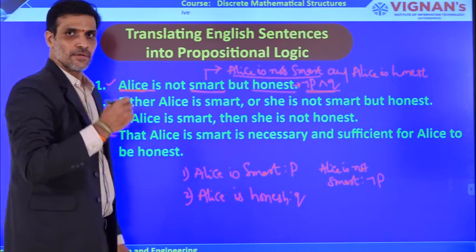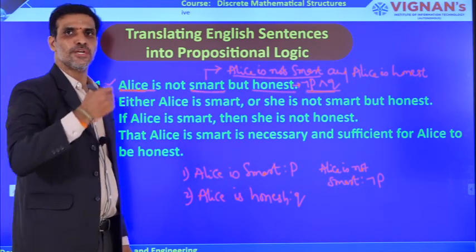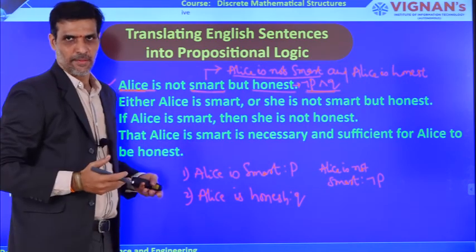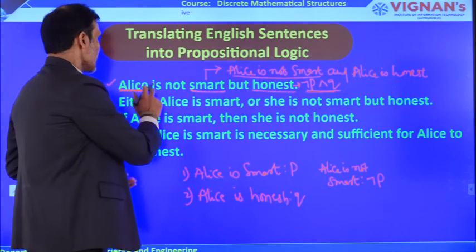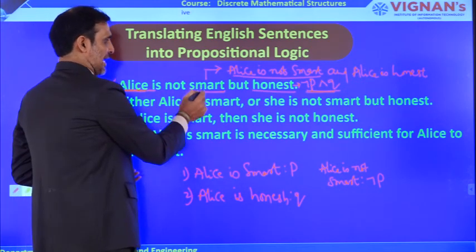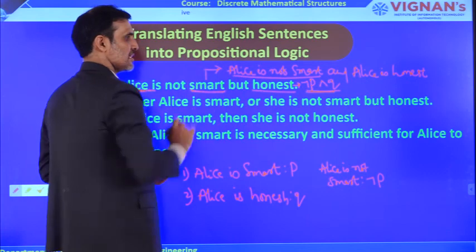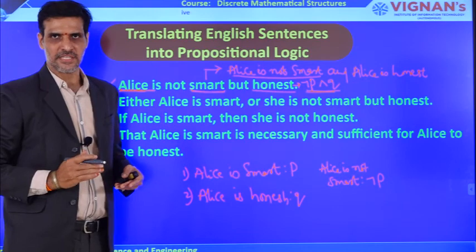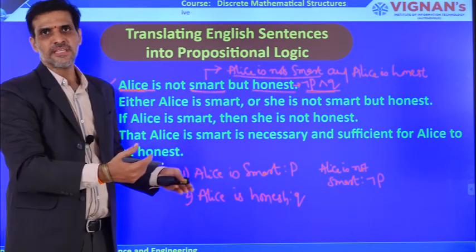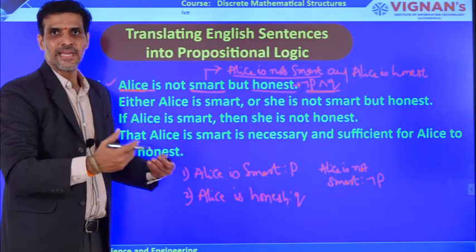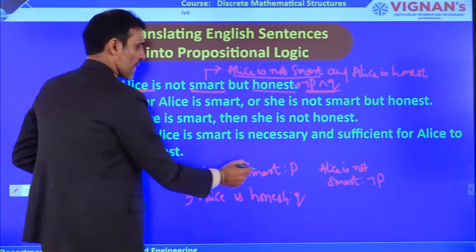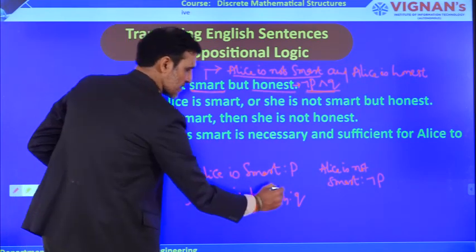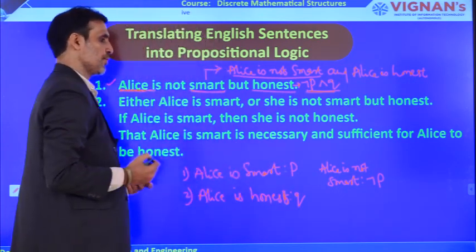So, if you want to convert the given sentence into propositional form, first try to understand the sentence. If you observe clearly, one is Alice is smart, another one is Alice is honest. These are the two sentences. First, you take the positive form of the sentences, and if there is a negation, then we take the negation of the sentence. Alice is smart is written as P, and Alice is honest is written as Q.